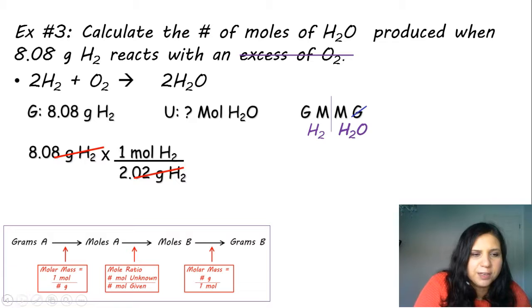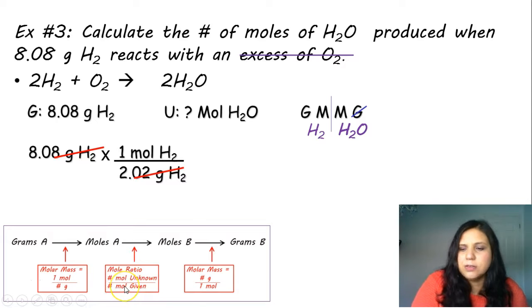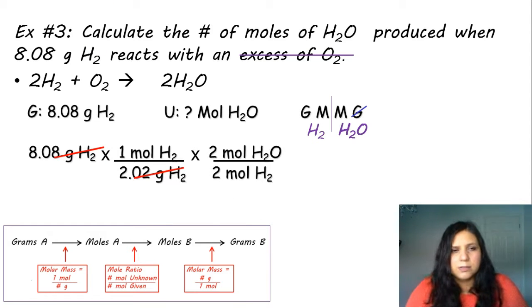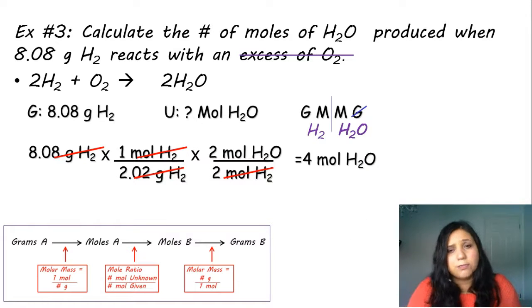That means we went from here to here. Now we need the step with the mole ratio, going from moles of unknown and moles of given. So moles of given are going on the bottom. And so given is in terms of hydrogen. So hydrogen is a 2 in front, so that means we have 2 moles of hydrogen for every 2 moles of water. So moles of hydrogen cancel. We multiply across, divide by the numbers on bottom, and you get 4 moles of water in our calculator.